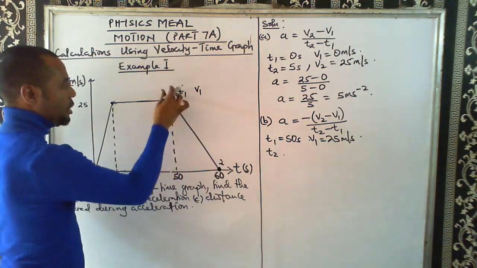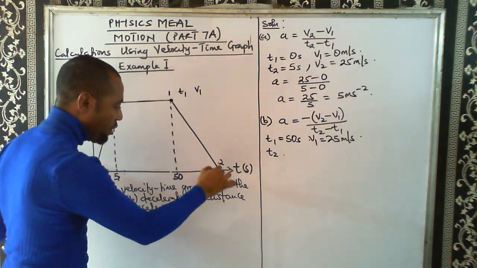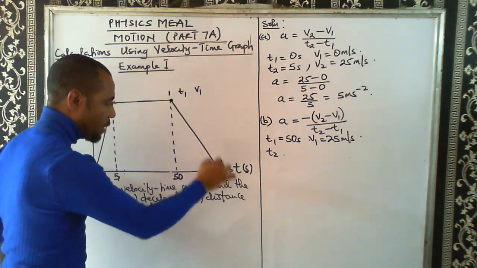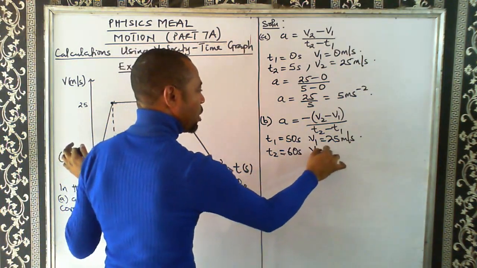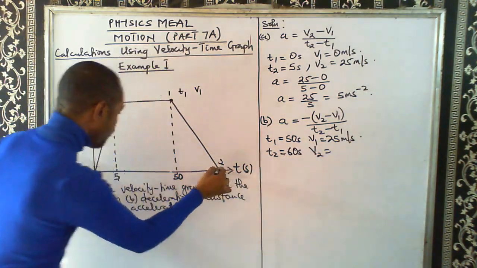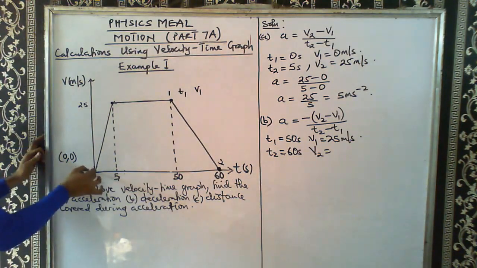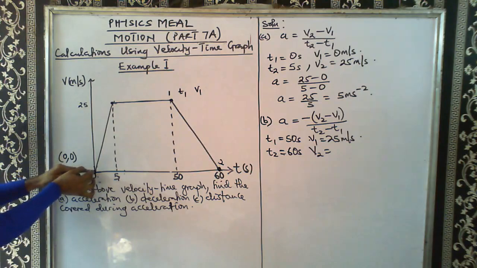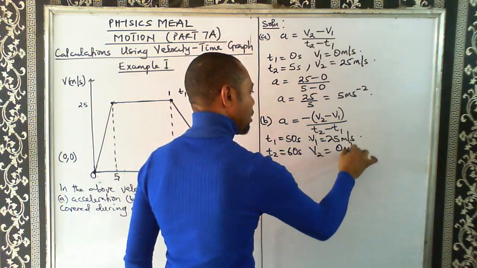This is point 1, and this is point 2 for deceleration. At this point, we move downwards to get our time. And what is the time at that point? It is 60 seconds. How do we get V2? From that point, we move to the velocity axis, and V2 will now be 0 meters per second.